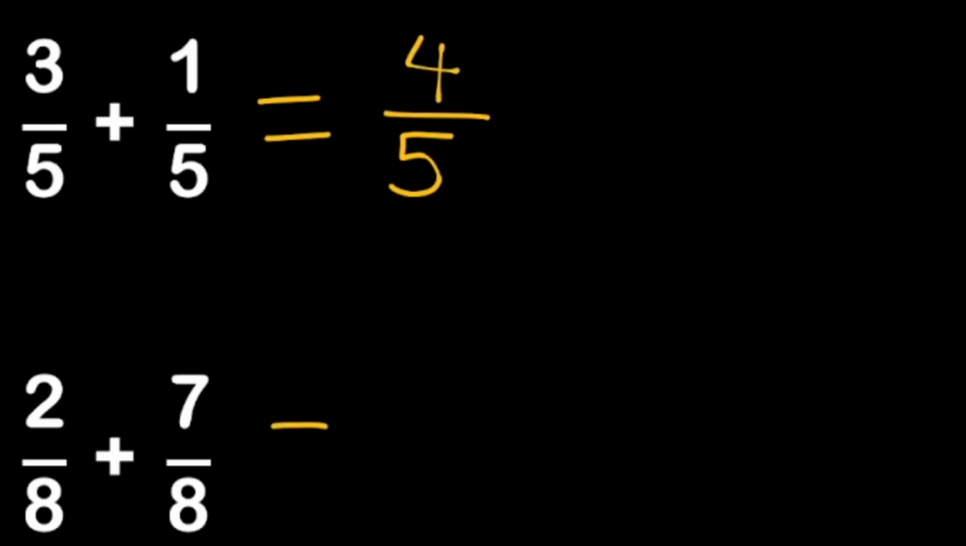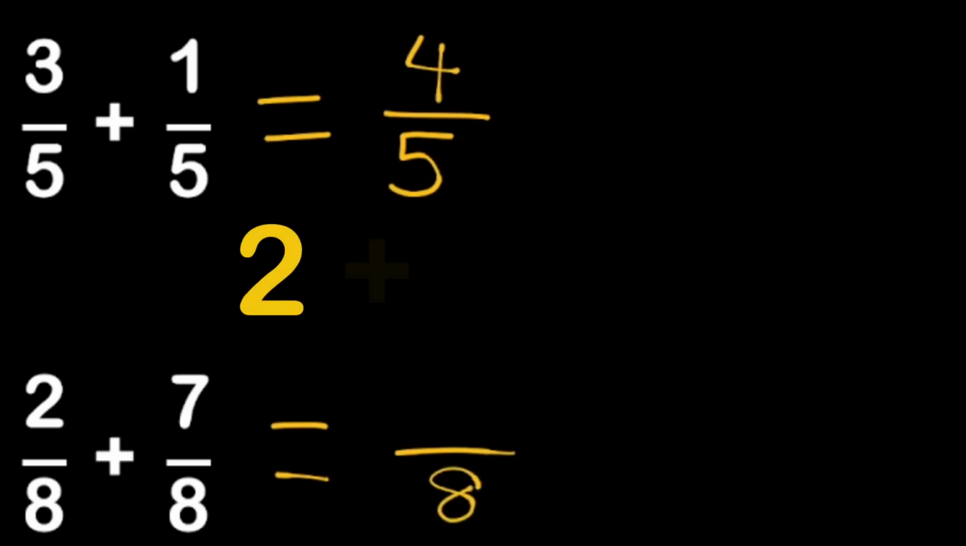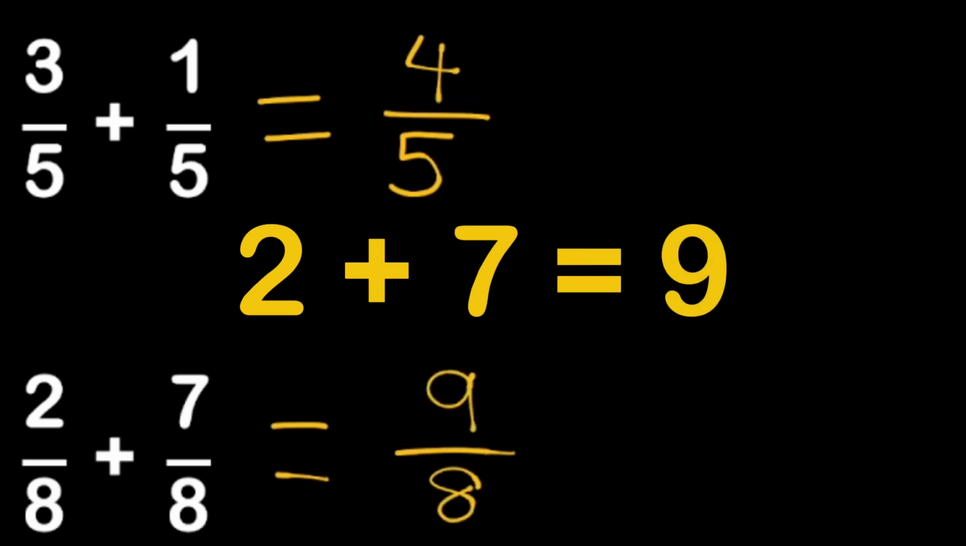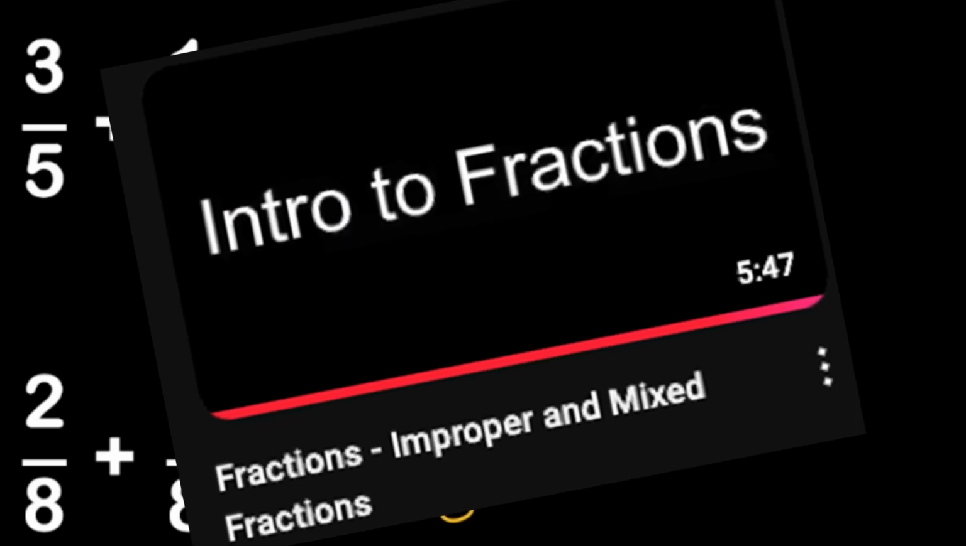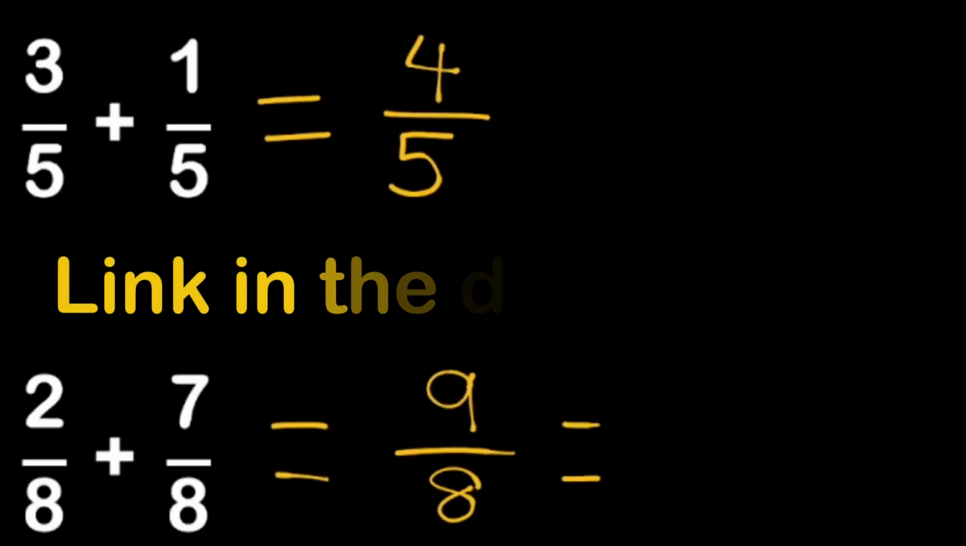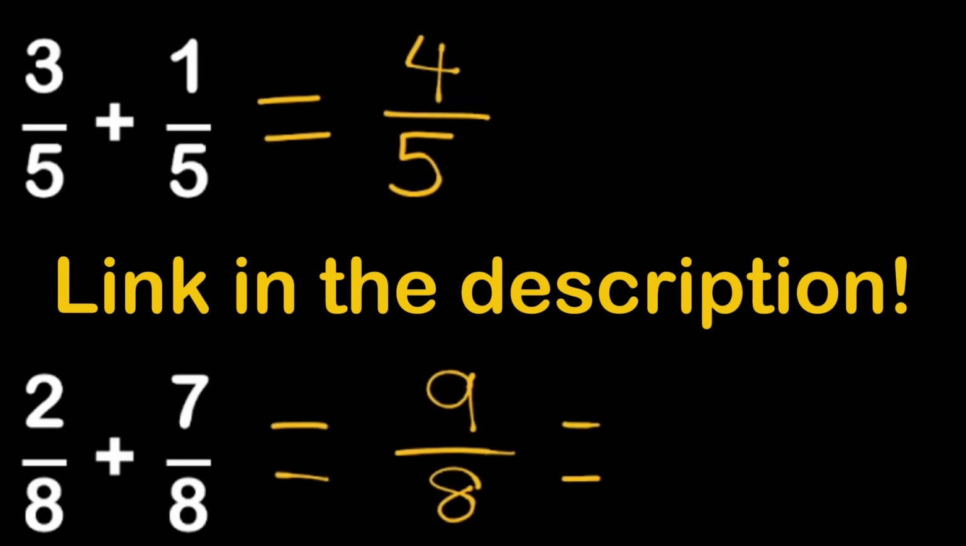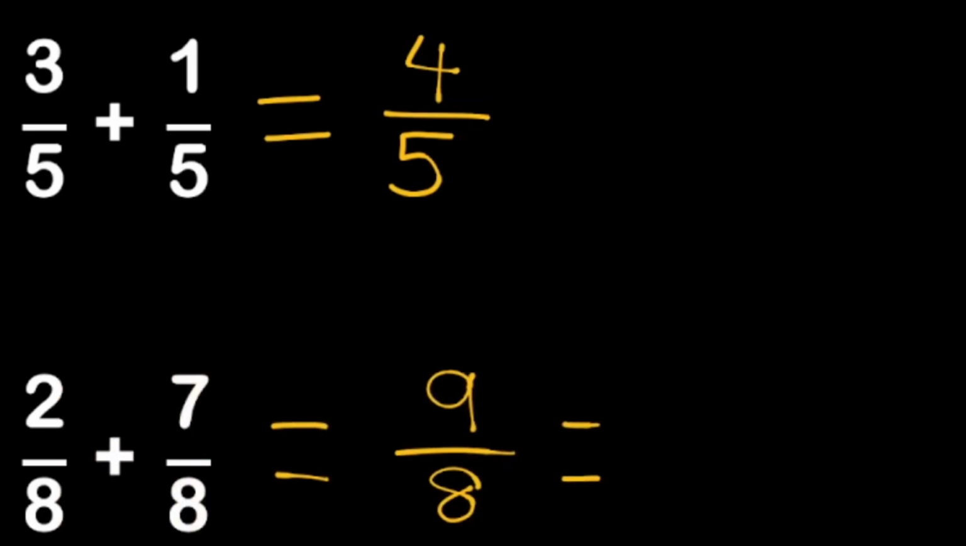For the second one, keep the denominator of 8. 2 plus 7 is 9. As you can see, this is an improper fraction. So, very quickly, if you haven't seen my last video about improper fractions and mixed fractions, then I highly recommend you watch that first. So what we do, we divide this numerator by the denominator, which would be 1 whole, 1 left over, and keep the original denominator.